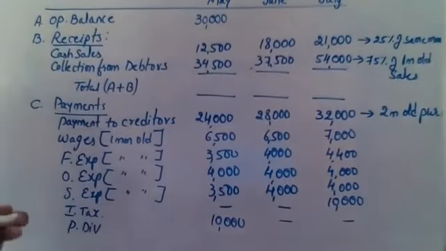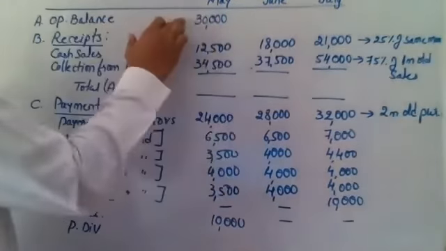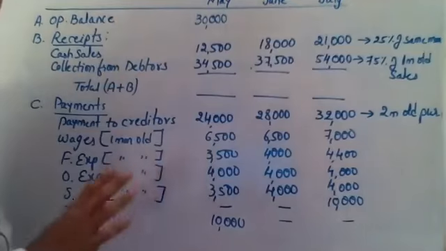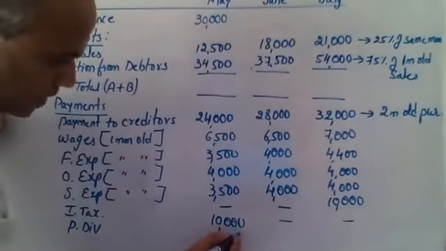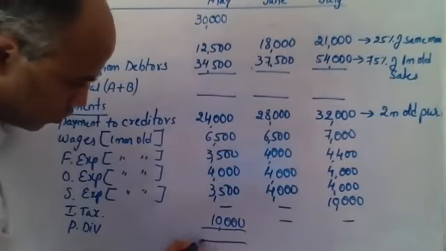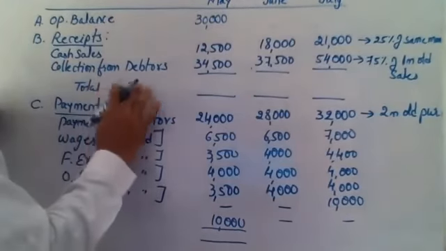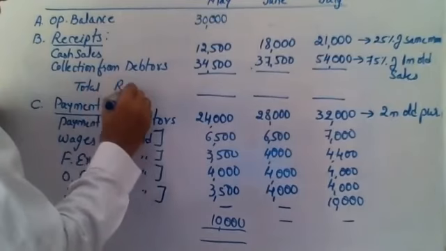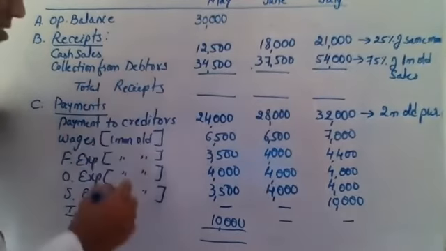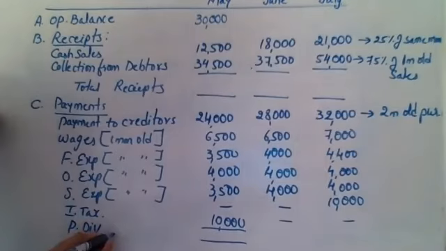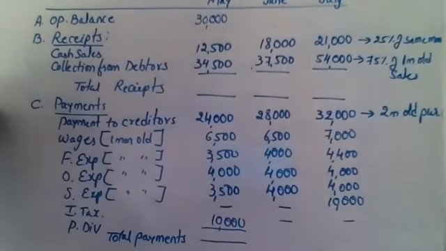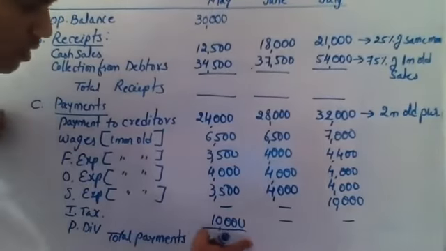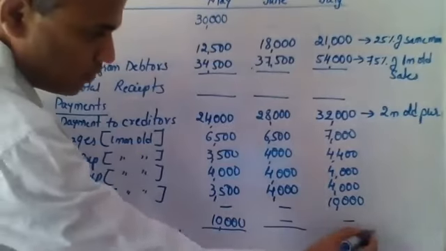So come back to the question here. Solution. You gave me the opening balance, the receipts, and the payments are in front of me. So A plus B, you can just add this. In fact, you can take a total here and say this is total receipts, including opening balance, and this is total payments. Now I just want the totals of this.